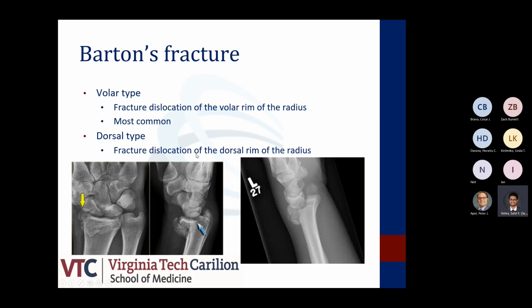And then the dorsal type is basically the opposite, where the volar distal radius is essentially intact, and dorsally is where all the fracture and comminution are, and the lunate and carpus will tend to follow that fragment over.